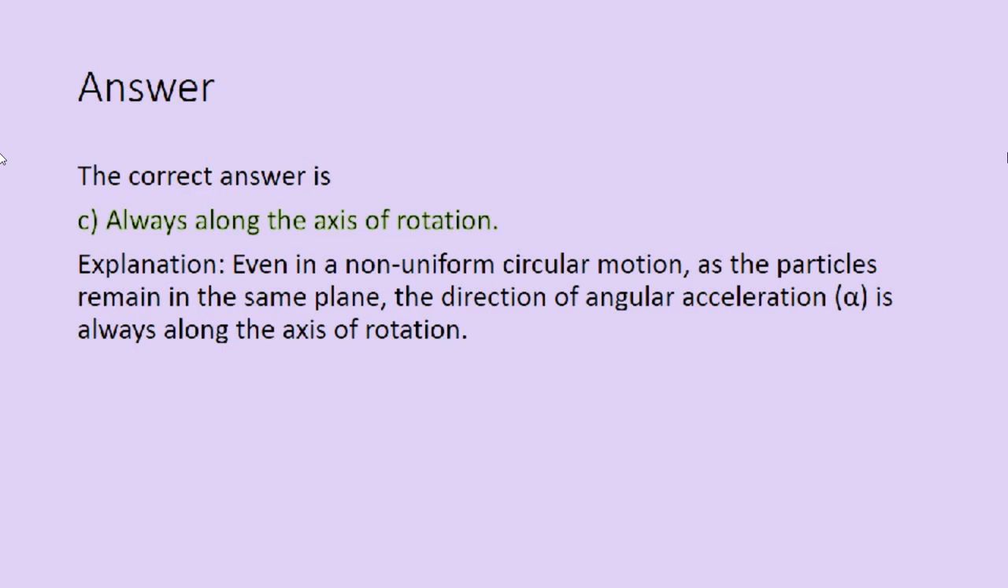And the correct answer is option C, always along the axis of rotation. Explanation. Even in a non-uniform circular motion, as the particle remains in the same plane, the direction of angular acceleration, which is denoted by alpha, is always along the axis of rotation.